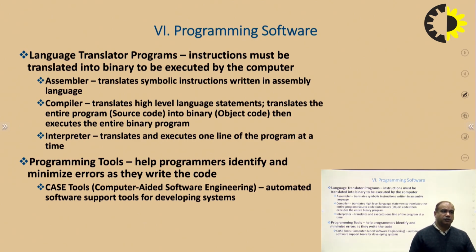If I talk about programming tools, they help programmers identify and minimize errors as they write the code. These are CASE tools, computer-aided software engineering, automated software support tools for developing systems. Also, we mention one more tool used for programming software, that is the IDE, Integrated Development Environment. That is a part having different kinds of tools combined together. Here we find our editor, file, compiler, as well as an executor for running the program.